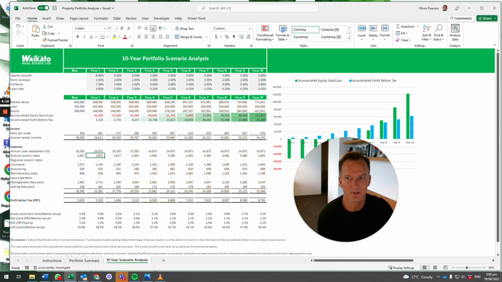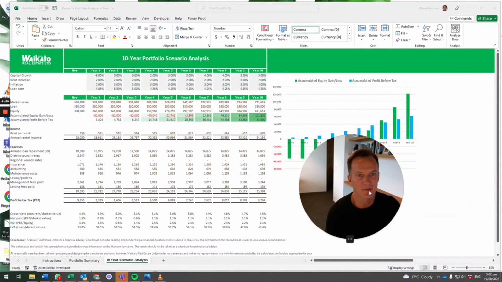Likewise, your district council rates are all being adjusted for the inflation numbers that we put in up here. Your rental income is all being adjusted for the rent increases that we've put in up here. So once we take all our profits that we figured out down here, we have this line here, which is an accumulation of those profits over time. That shows us after 10 years, we've accumulated 61k of total profits from running that property as a rental.